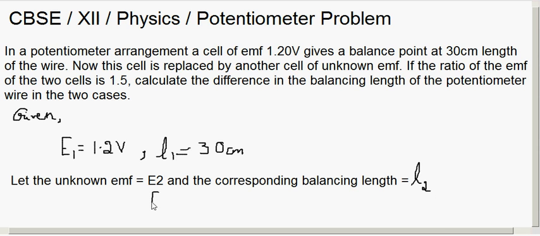When we compare two EMFs using a potentiometer, E1 by E2 is given by L1 by L2. This equation we have when we compare two EMFs using a potentiometer. E1 by E2 is L1 by L2. Now substitute the given values in the equation.